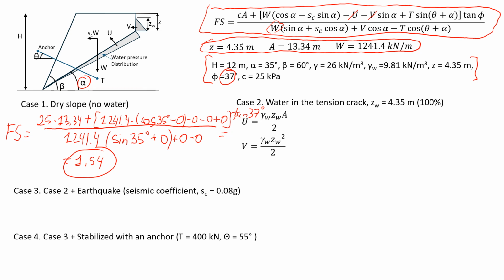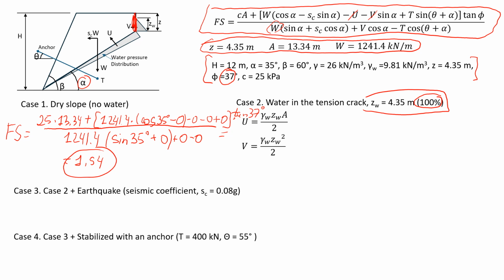So now let's see, for example, if we have lots of rainfall and all this water from the surface, from the rain, will go inside this rock mass, and it will generate water pressure. So we're going to look at the worst case scenario when we have water in the tension crack. So we have the same height of water in the tension crack as the whole tension crack. So in this case, it says 100%. So this means that the tension crack is 100% filled with water.